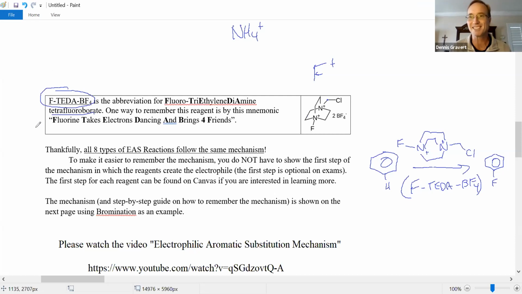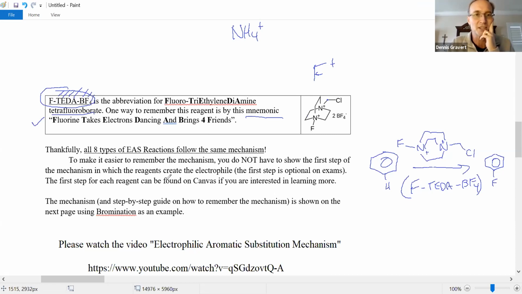Cool. And several years ago, another student had an excellent idea. Said, that's so hard to remember. I need a little saying, a little memory mnemonic. Help me remember it. And this is what she came up with. So I share it with you. F Theta BF4 might stand for fluorine takes electrons dancing and brings 4 friends. So the theta is takes electrons dancing and then brings 4, well, they swap there, bring 4 friends. That's cool. So yay, nice little shortcut.